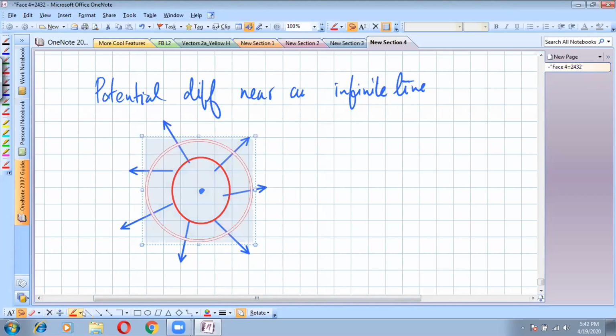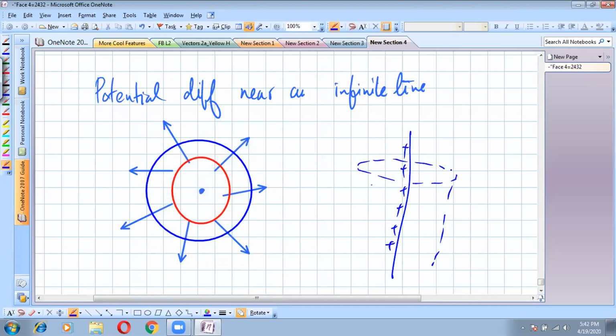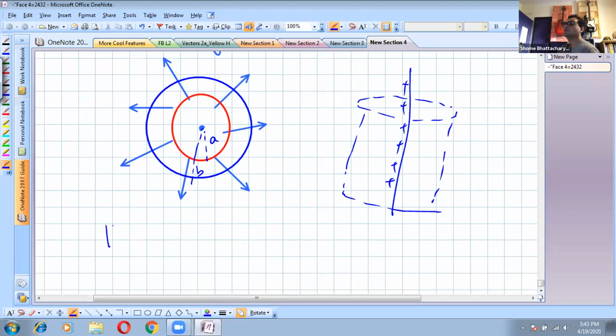If you visualize this in 3D, if you have an infinite line like this, the field lines are radial. So what is your equipotential surface? It's a cylinder like this. If one cylinder has radius A and another cylinder has radius B, what is the potential difference between these two? That we can calculate. So VA minus VB will become lambda by 2 pi epsilon naught, integral of dr by r, from r equal to A to r equal to B.